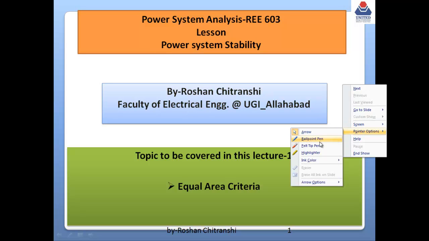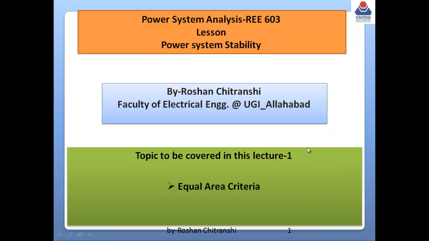Our today's new topic is equal area criteria. Before starting the equal area criteria, we must know a few things: why we use the equal area criteria method. Actually, this method partially or completely eliminates the calculation of the swing curve, and thus saves a considerable amount of work over alternator calculation.